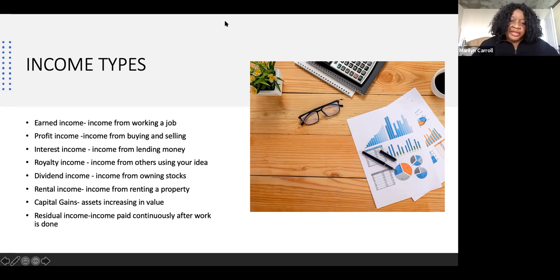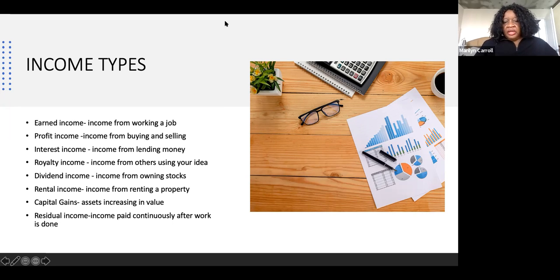So we have profit income, income from buying and selling. How do we buy and sell? If I'm taking a negotiation class, how do I negotiate? How do I buy and sell a car? How do I buy and sell a house? What kind of skill sets do I need to use? What people am I working with? How do I best communicate what I'm doing?